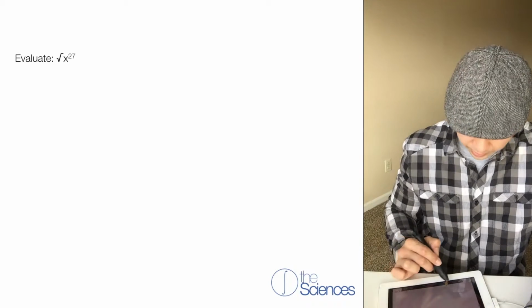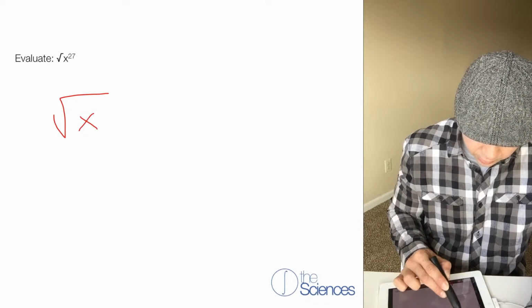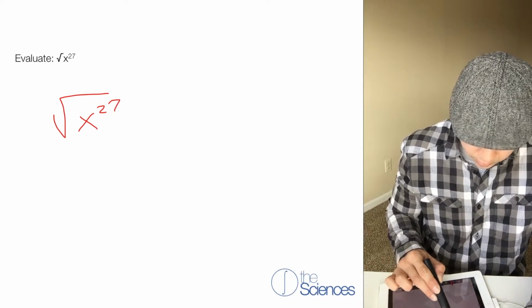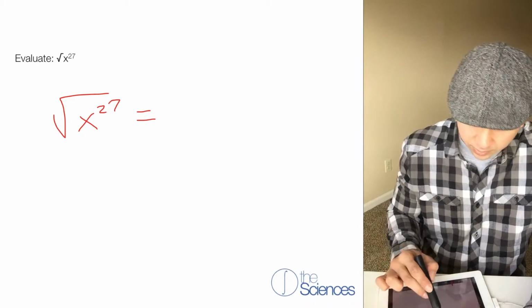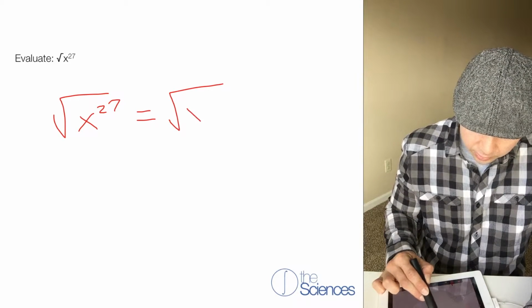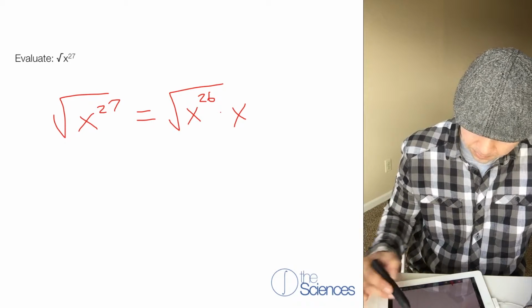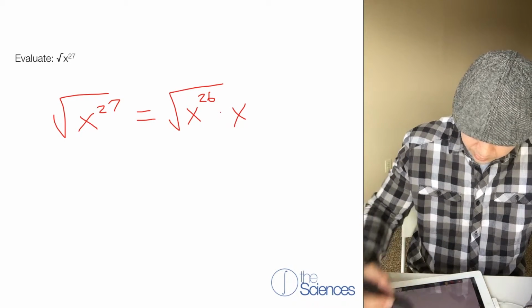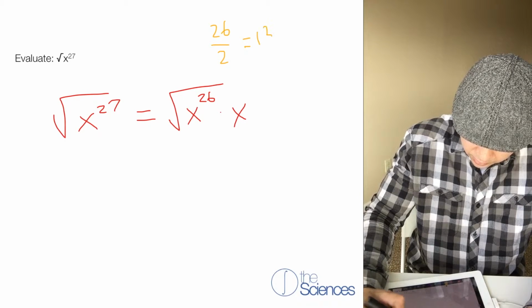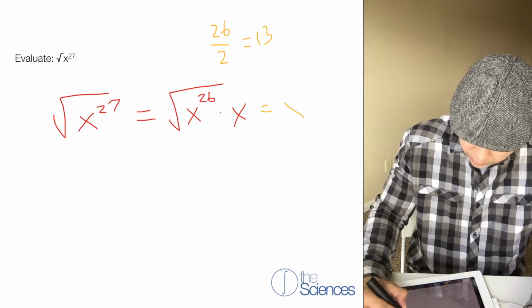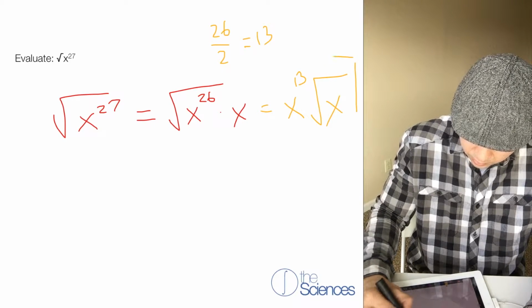So now let's evaluate the square root of x to the 27th power. We're going to want to break that down so that one of the exponents is an even number. So we can break that down into x to the 26th times x. Well, we know that 26 divided by 2 is 13. So this equals x to the 13th power times the square root of x.